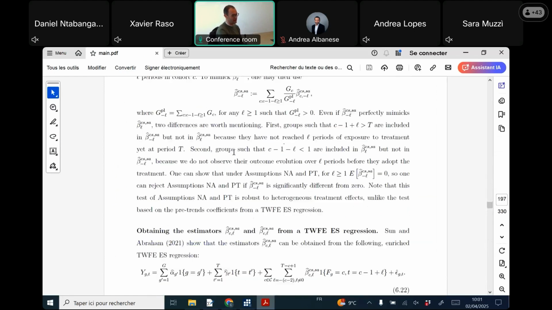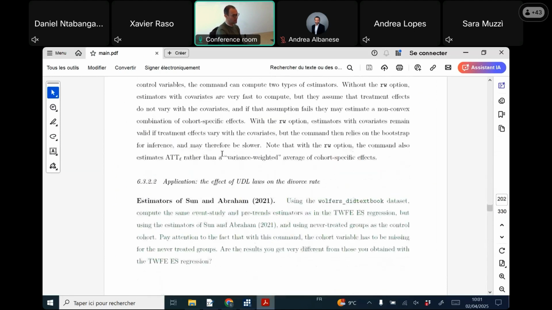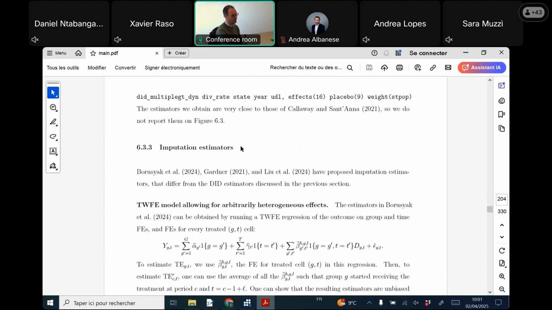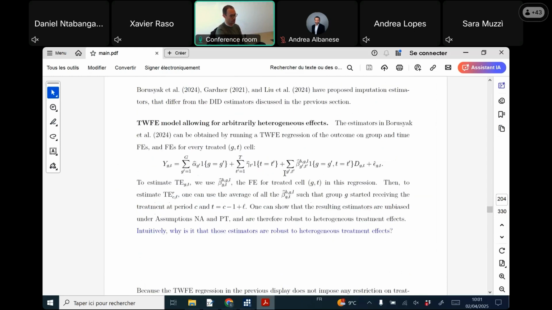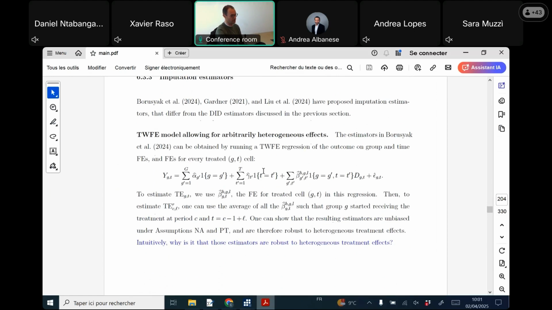Now we're going to discuss a second family of estimators that are called imputation estimators, that we've already discussed in the classical diff-in-diff design, because there as well, you could already make a distinction between diffs-in-diffs and imputation estimators. And those estimators, in the context of diffs-in-diffs, or in the context of two-way fixed effect model, have been proposed by Borusyak et al., Gardner, and Liu et al. And I'm going to focus on the Borusyak et al. paper, but you need to keep in mind that those papers had proposed the same estimators at about the same time. So there's going to be several numerically equivalent ways of obtaining those estimators.